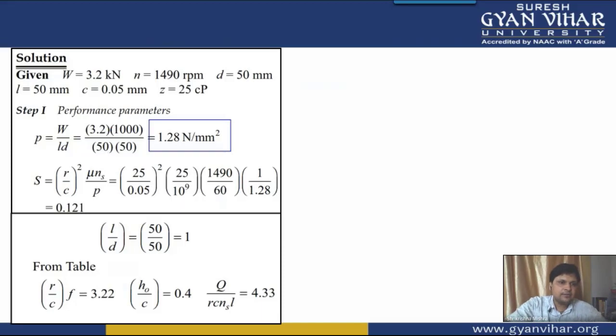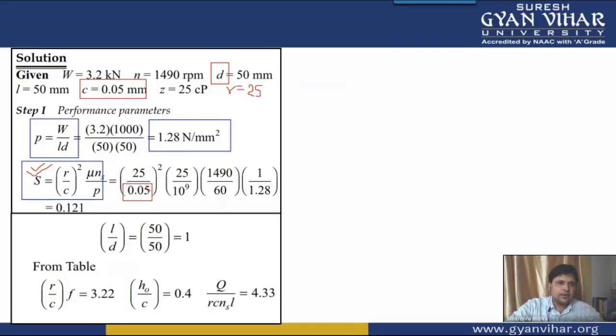Then after that, we will have to calculate Sommerfeld's number. This was the first parameter. Second, Sommerfeld's number we will calculate. What is Sommerfeld's number? You all know it: (R by C) whole square into mu Ns by P. This will give you the value of Sommerfeld's number. So putting in the values, R is given because the diameter is there, divided by 2, you get the radius. So the radius will be 25. C, clearance, is also given to you, 0.05.